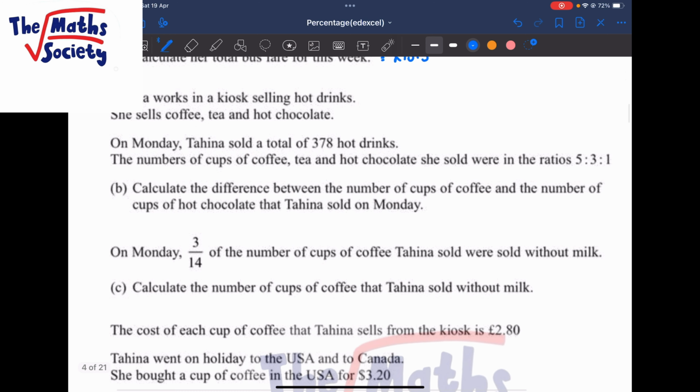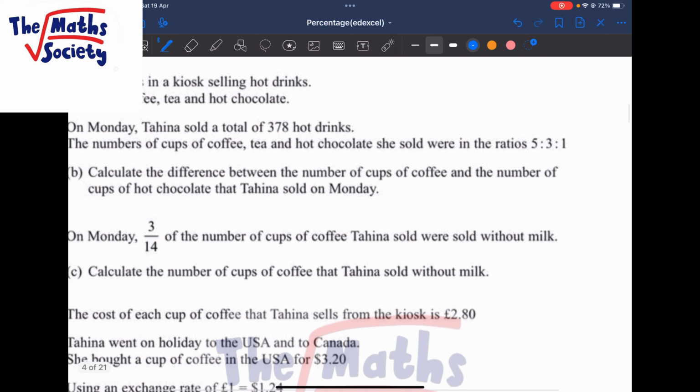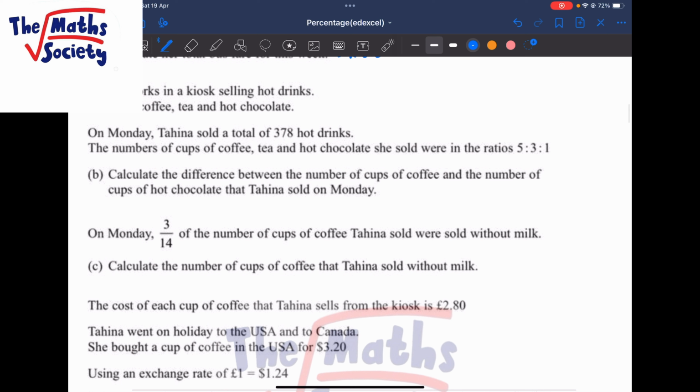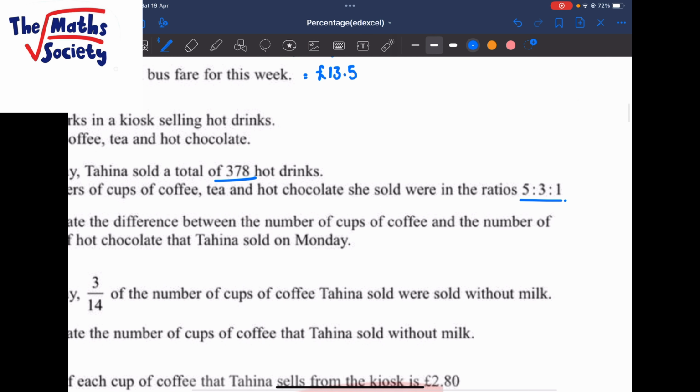And the second question says that Tahina works in a kiosk selling hot drinks. She sells coffee, tea, and hot chocolate. On Monday, Tahina sold a total of 378. The number of cups of coffee, tea, and hot chocolate she sold was in the ratio of 5:3:1. So we know that we have 378, but it was sold in the ratio of 5:3:1. So it's a total of 9 units. So we can find how much 1 unit is worth.